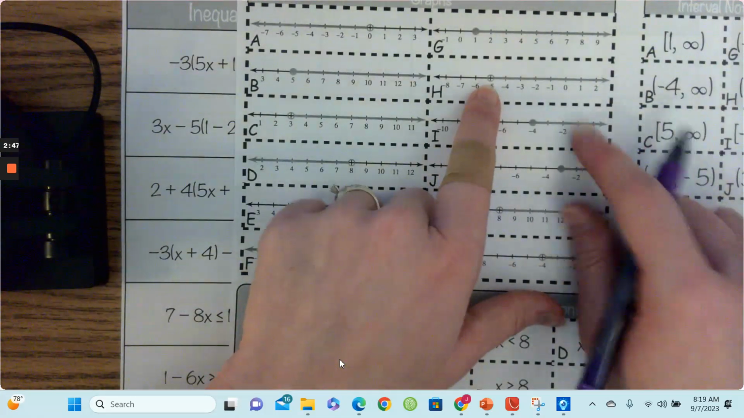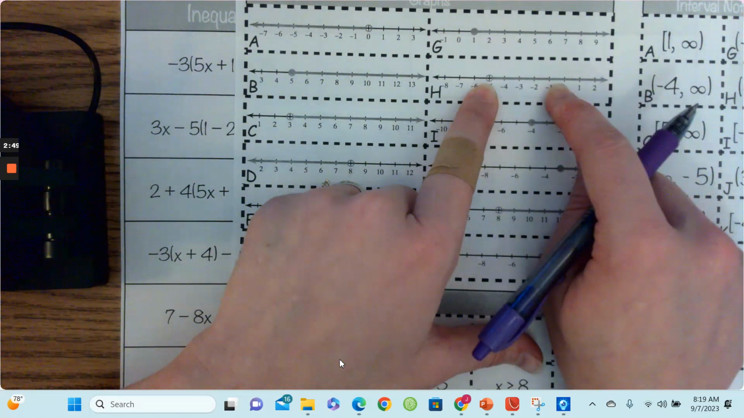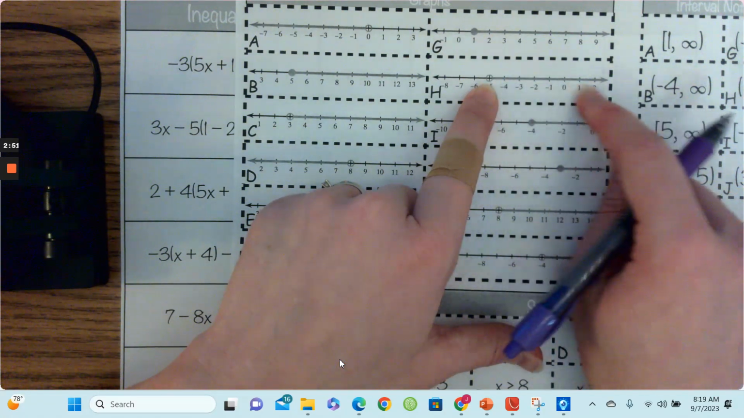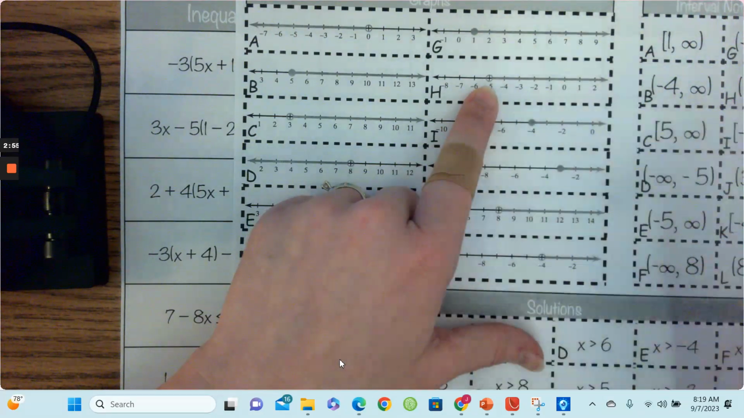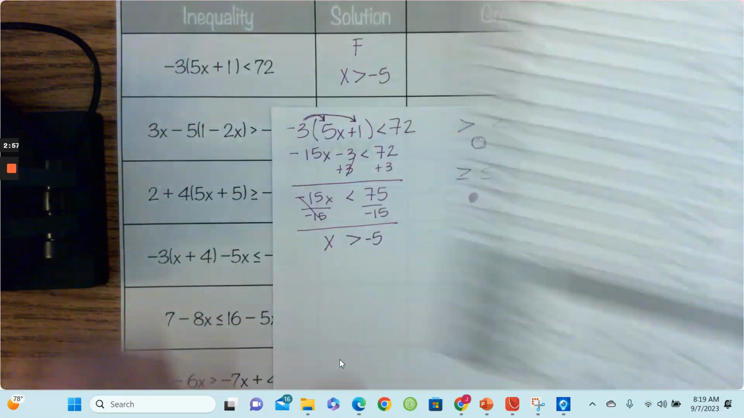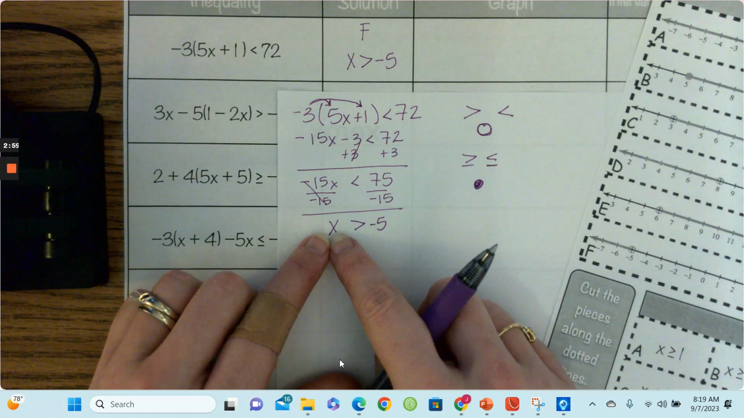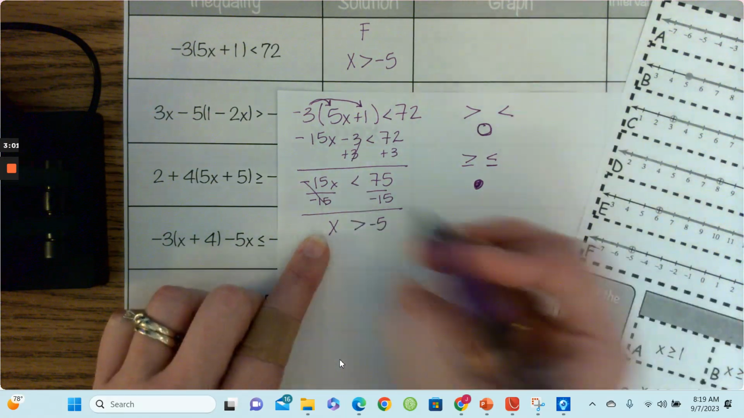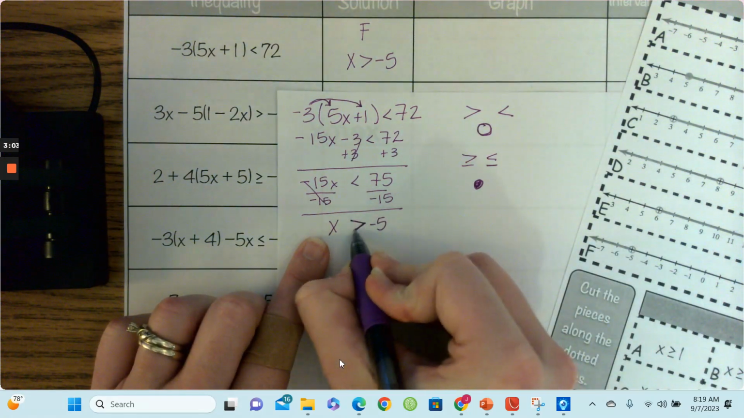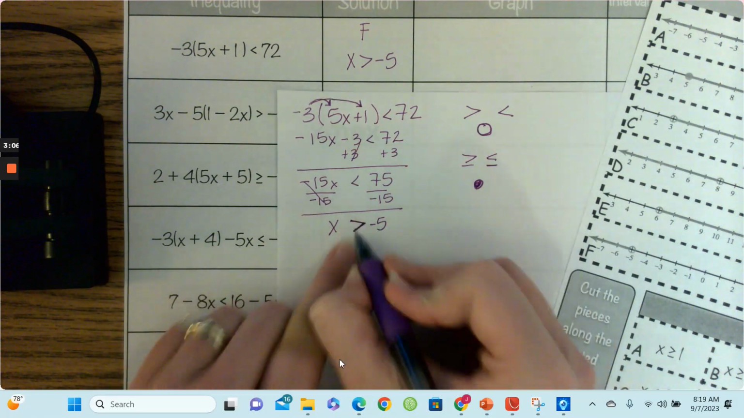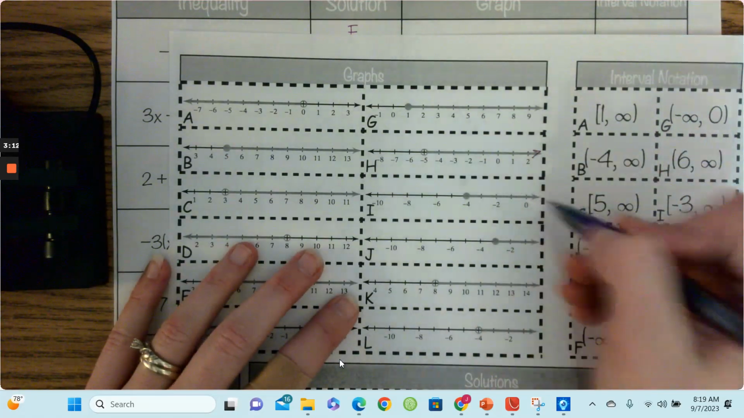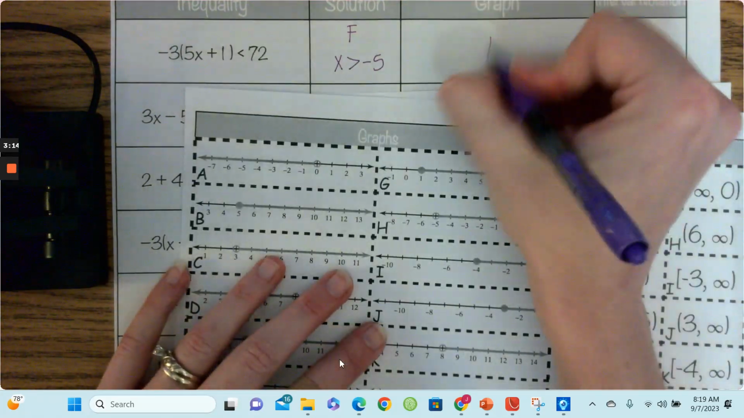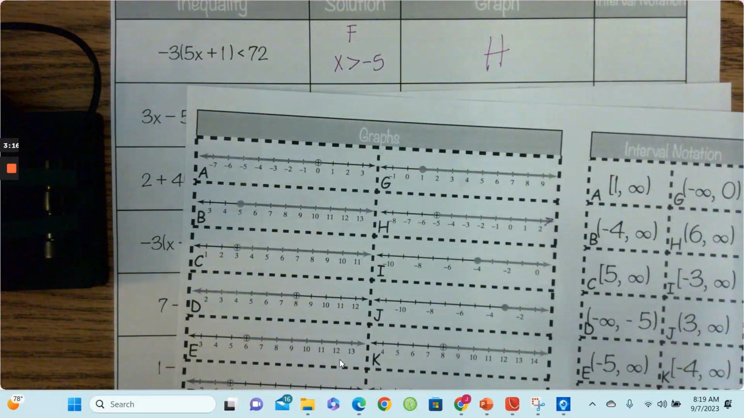Now looking at H, it's that gray arrow. Is it pointing towards the numbers that are greater than -5? That's the other thing you look at. Make sure the arrow is going the right way. A little hack with that: as long as the x is on the left-hand side, the arrow is going to point the same direction as your inequality sign. This arrow points to the right, and so does this arrow. So for your graph, all you have to put is H. Not going to make you draw the graph in.